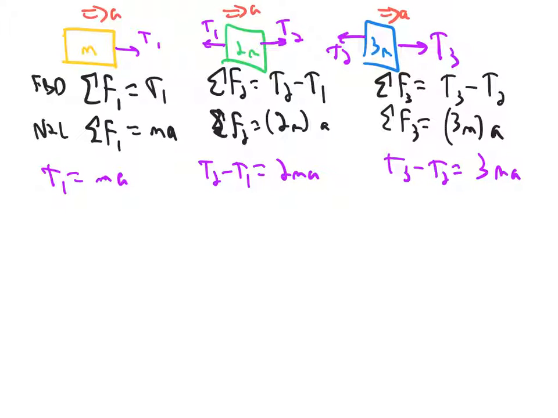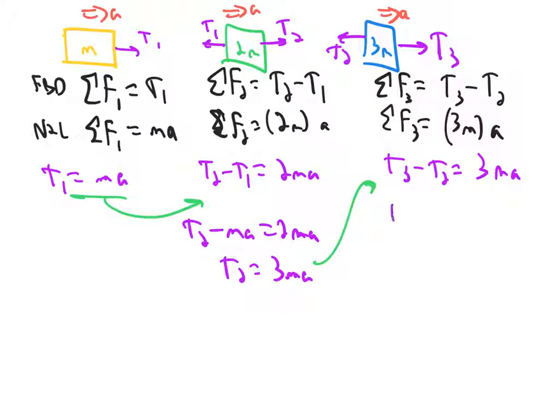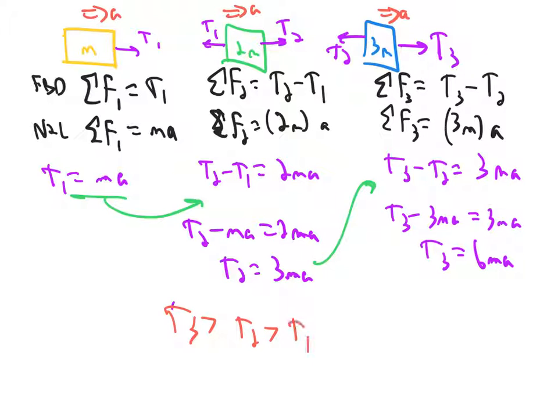We can then take this result and put it in here to give us T2 minus ma equals 2ma, meaning T2 equals 3ma. We take that result and put it up here, and we have T3 minus 3ma equals 3ma, or T3 equals 6ma. So as promised, T3 is bigger than T2 is bigger than T1.